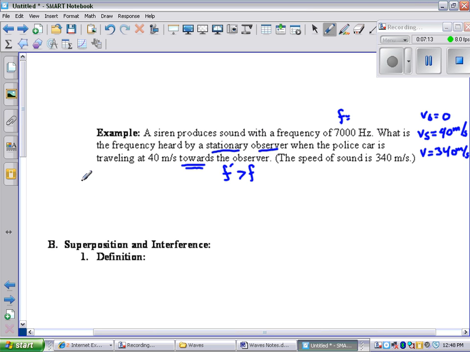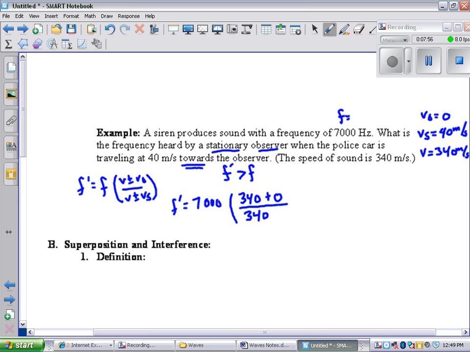So now I write out my equation. It's going to be f prime equals f times v plus or minus v0 over v plus or minus vs. So I'm going to get that f prime equals, the original frequency is 7,000. V is the velocity of the wave, for this case, sound is 340. The observer is stationary, so I don't have to worry about whether it's plus or minus. That's going to be 0. And then I'm going to divide that by 340.